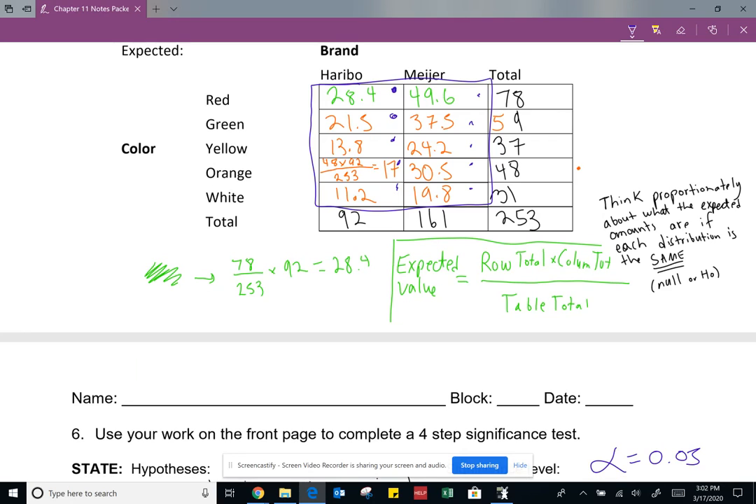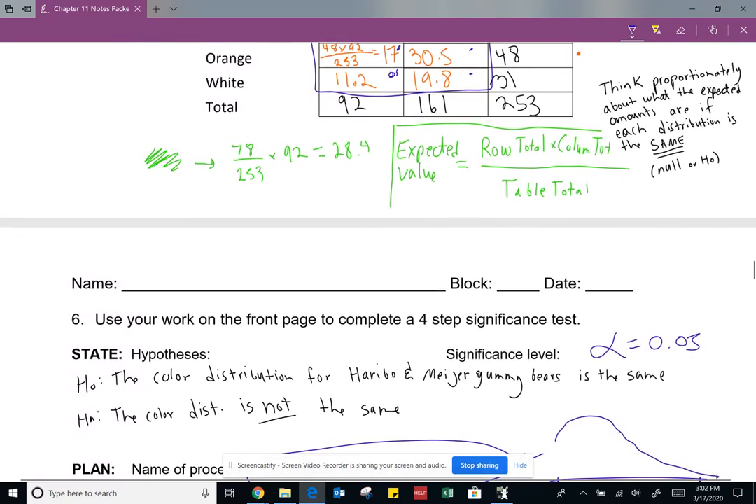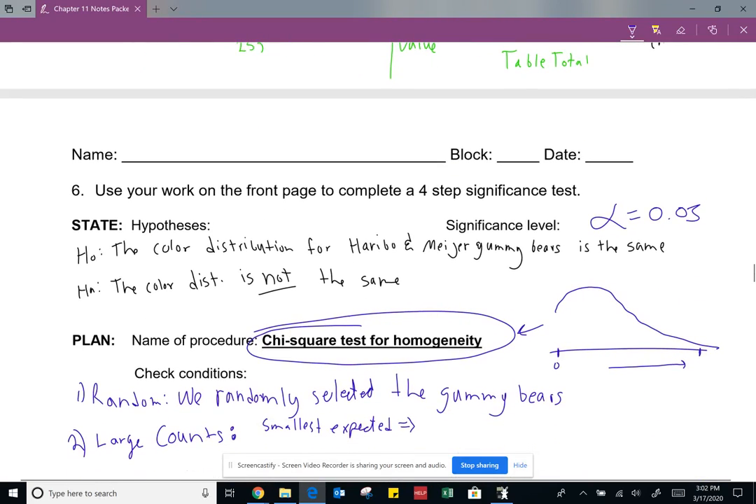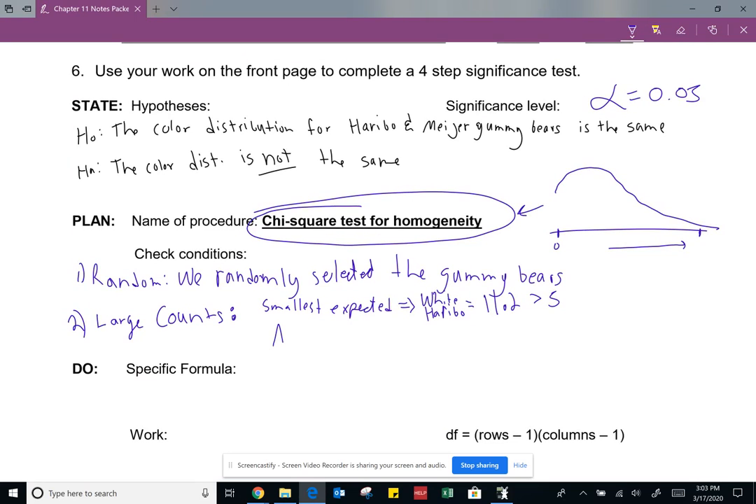It'd be this 11.2 right there. So the smallest would be white Haribo, which is equal to 11.2, which is greater than 5. Therefore, all expected counts are greater than 5. So we've checked and checked. Because the smallest is greater than 5, we know all will be greater than 5.